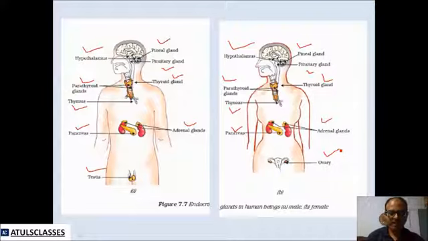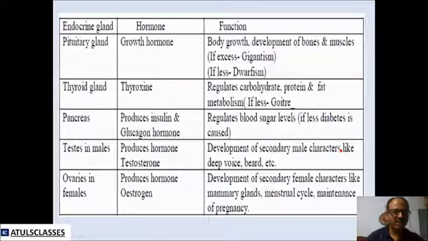Now we should learn the functions of these glands. The pituitary secretes growth hormones, the chemical messengers. It helps in body growth and development of bones, and if it is in excess, it can lead to gigantism. The person will be a giant. Then dwarfism: if the secretion is less, then we can find this disorder.